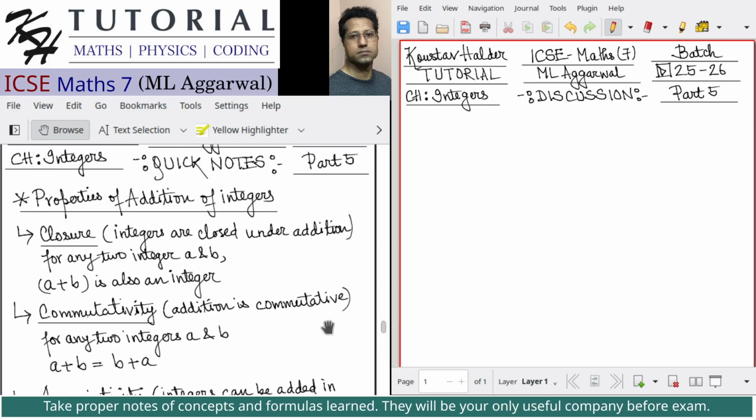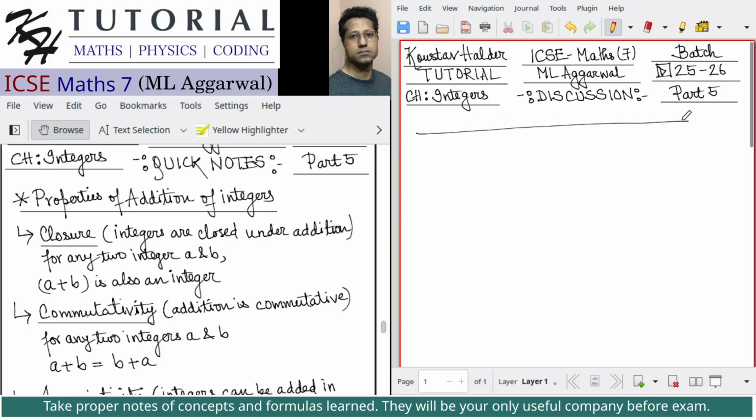I think it is a very simple concept. There is nothing too much to think about the fact that when a and b are any two integers, then a plus b will also be an integer. But if you want an explanation, maybe I can give an explanation to be assured that a plus b will also be an integer.